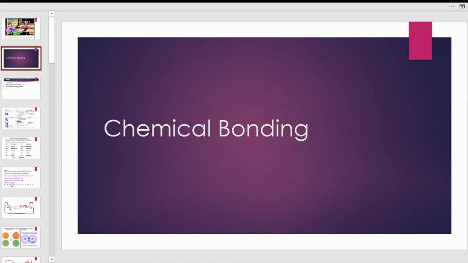Chemical bonding is what causes atoms to stick together, and they're going to fall in 2.5 categories. One category is pretty much the same as the other.